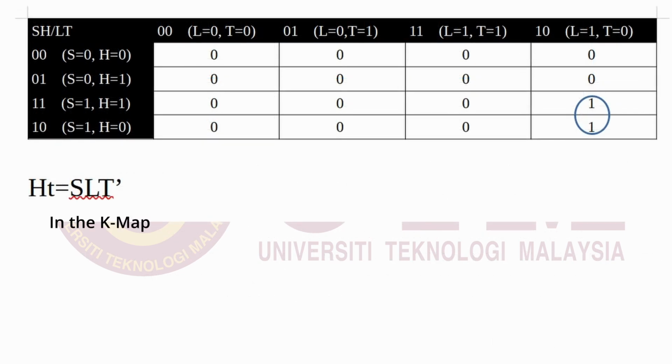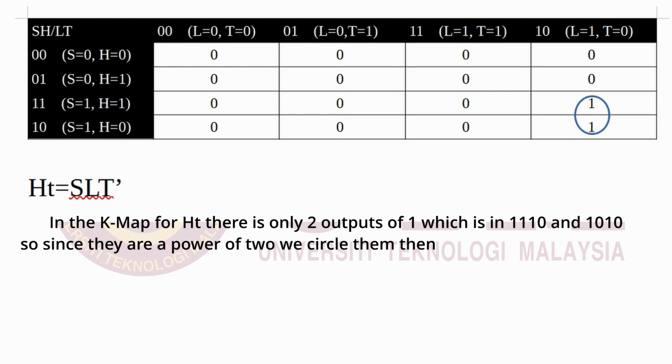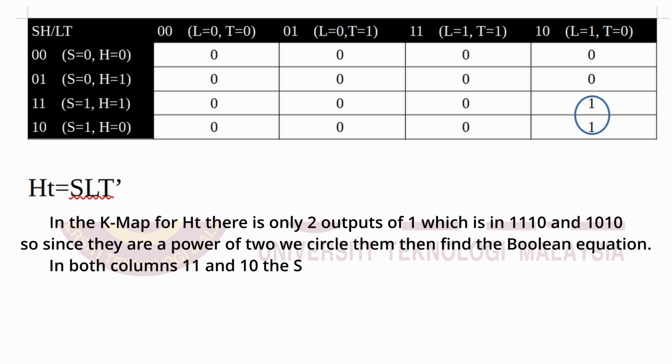In the K-map of HT, there are only 2 outputs of 1, which are in 1110 and 1010. Since they are a power of 2, we can find the Boolean equation. In both columns 1, 1 and 1, 0, the S is 1 in both columns, but the H is 1 and 0 in the two columns.